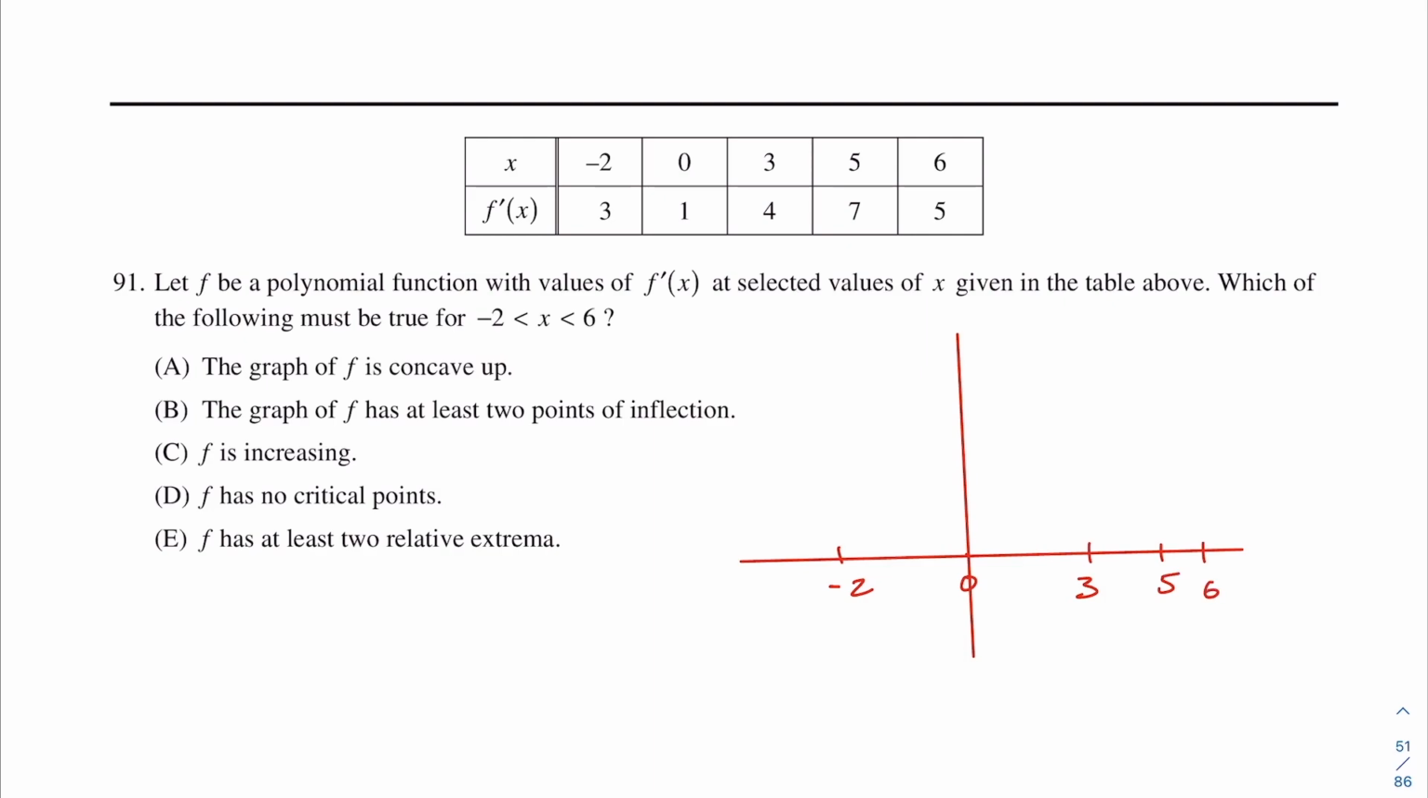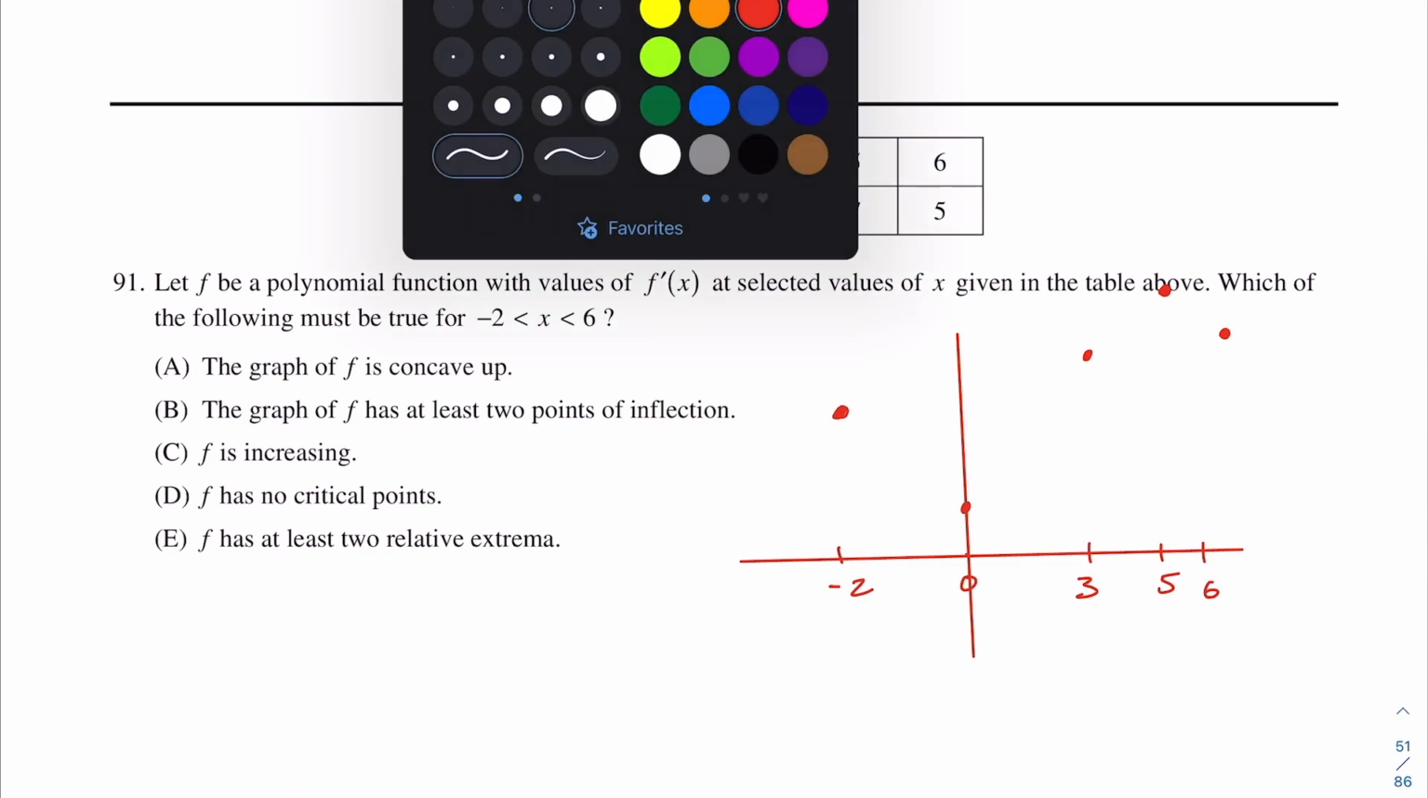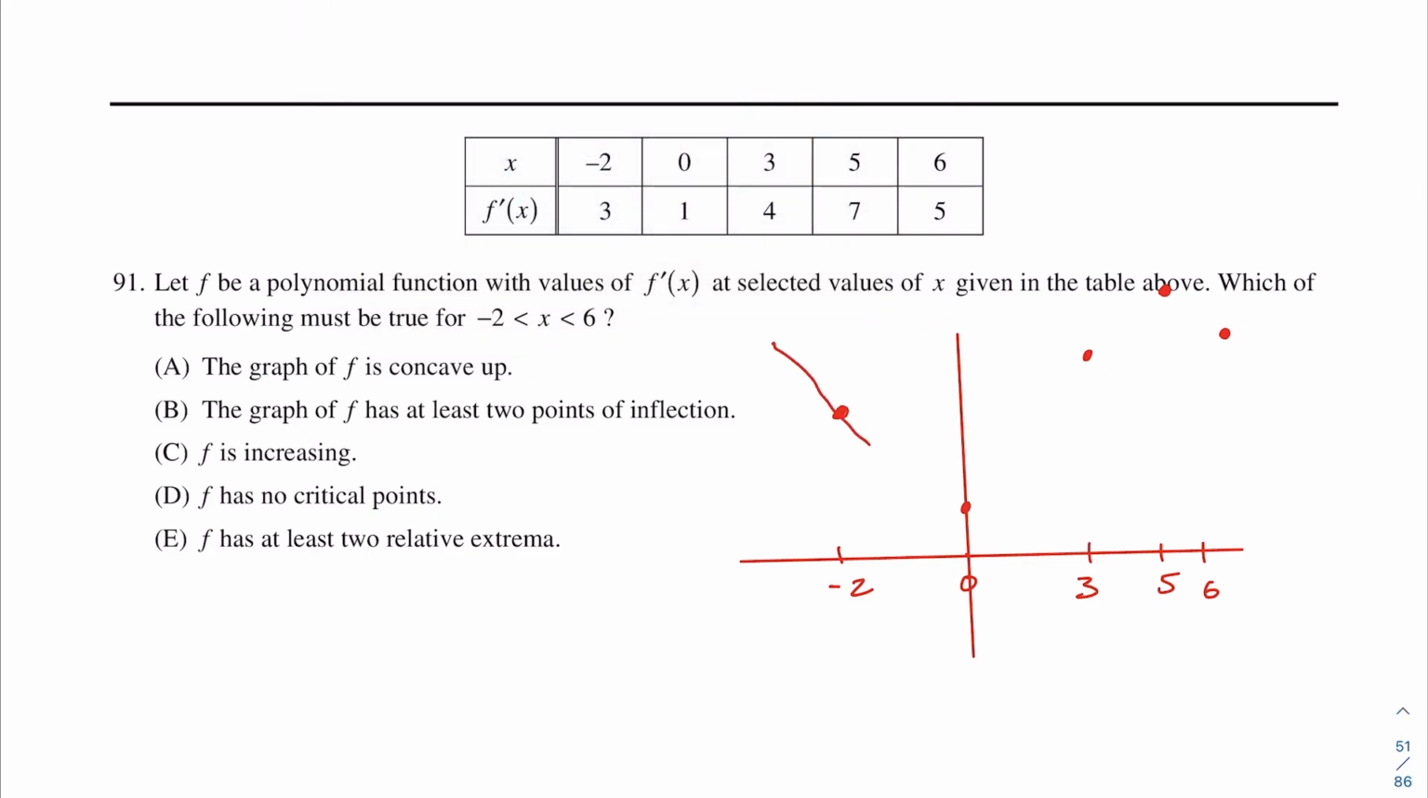At negative 2, f prime is 3, so it's some positive value. At 0, it is 1. At 3, it's 4, so it's higher than this last value. At 5, it's 7, which is even higher. And at 6, it's back down to 5, so something higher than f prime of 3, but less than f prime of 5. So if I drew a line, now notice this is just an approximation. The line can be anything in between, but we see it does something like this.